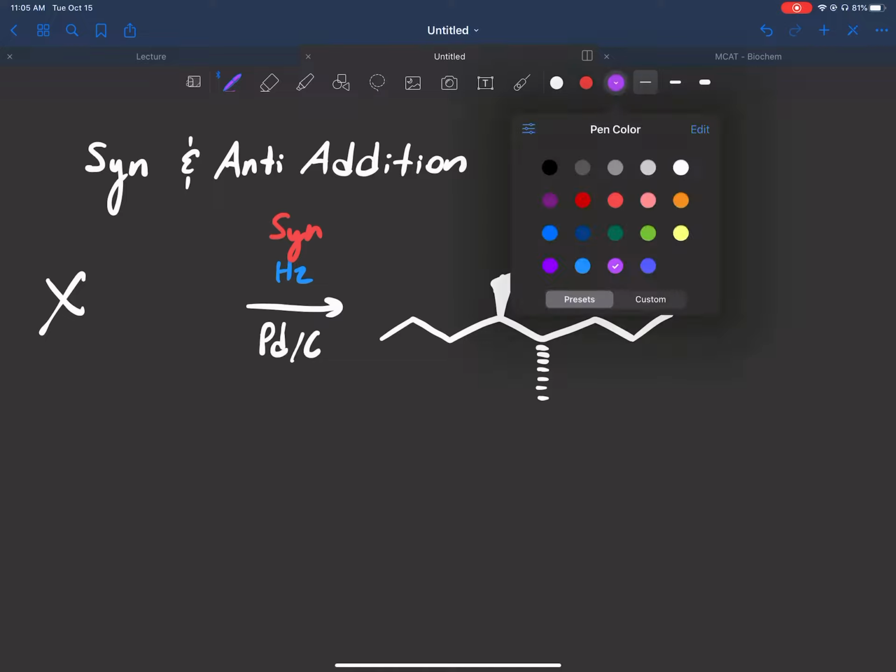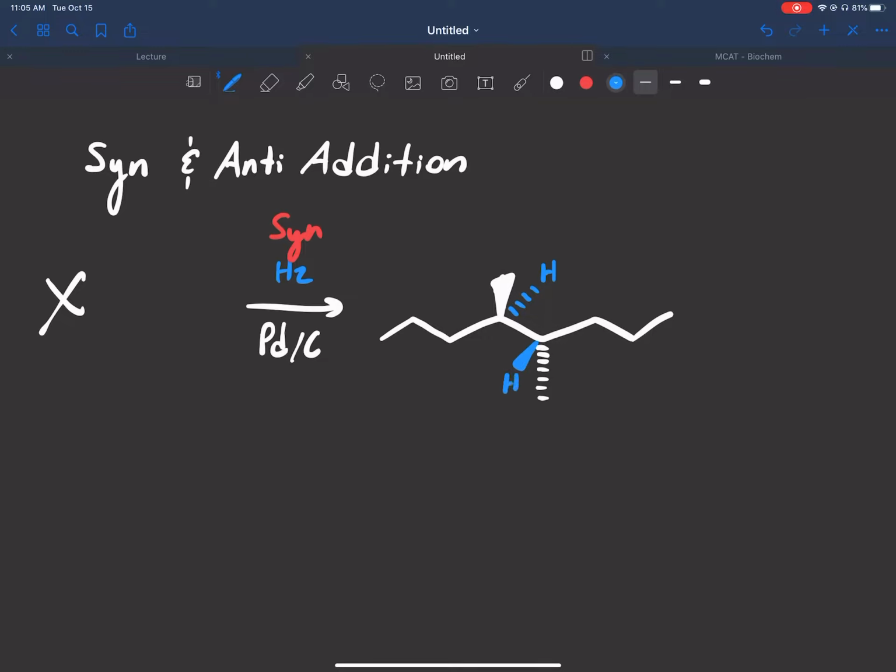All right. And so let's just draw them in. So you can see on the carbon with the wedged methyl, the hydrogen is going to be dashed. The carbon with the dashed methyl, the hydrogen would be wedged. So, this is an interesting problem. You can see that the hydrogens are for some reason opposite stereochemistry. Why is that even possible? We know that it's syn addition, it's not anti-addition, right?